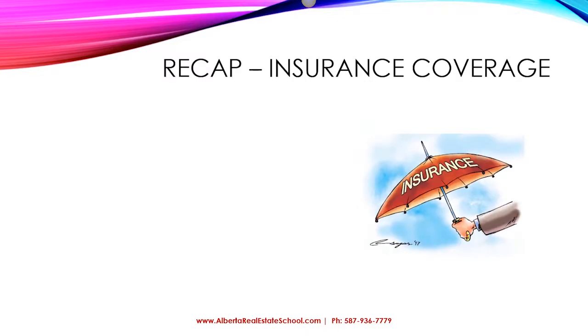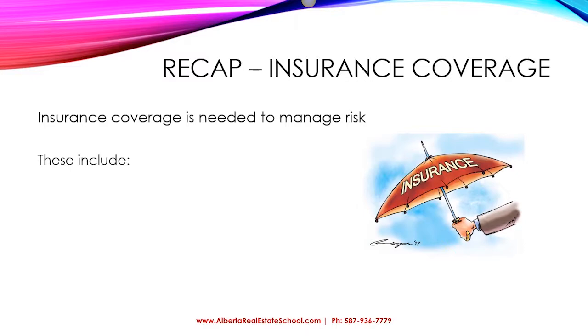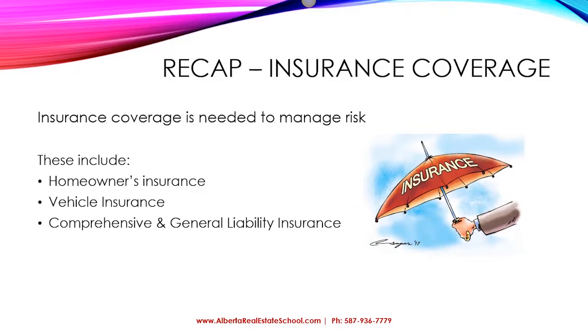So let's do a recap. Insurance coverage is needed in order to manage risk. And since we as real estate agents work with properties that can be quite expensive, we need to make sure that we have proper insurance coverage for ourselves. The different types of insurance that we may need are 1. Homeowners insurance, 2. Vehicle insurance, 3. Comprehensive and general liability insurance, and 4. Professional liability insurance, also known as errors and omissions insurance, which is provided through REIX.